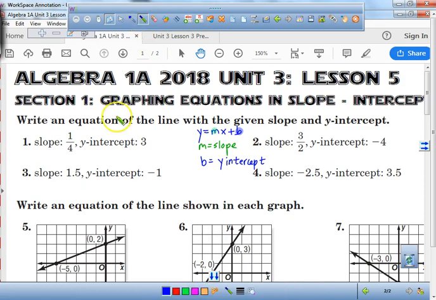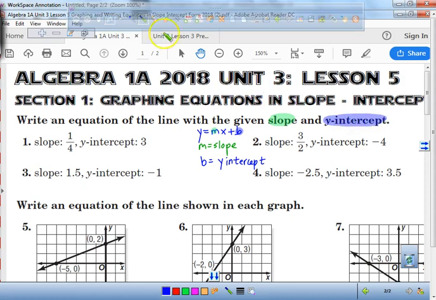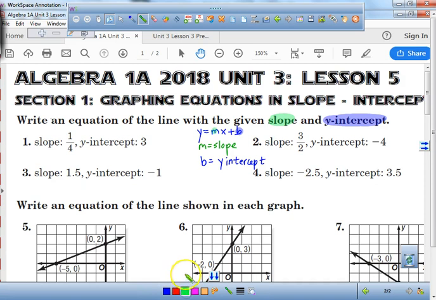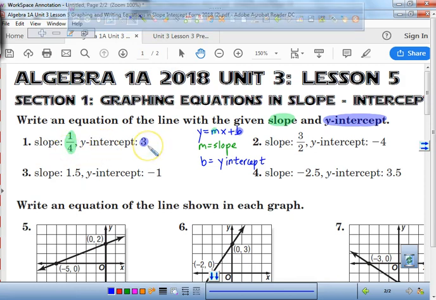Looking at problem number 1, it says, write an equation of the line with the given slope and the given y-intercept. All we have to do is write the equation. I'm hoping you see these first 3 problems as easy. If I tell you that you have a slope of 1/4 and a y-intercept of 3, you would write y equals 1/4 times x plus 3. That would be your answer in slope-intercept form.